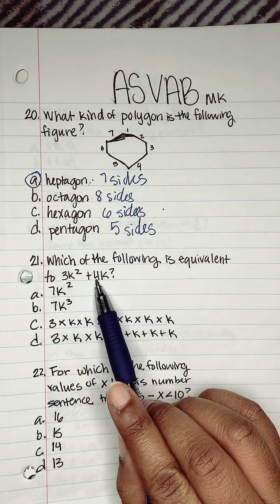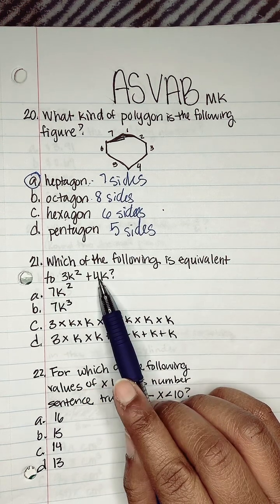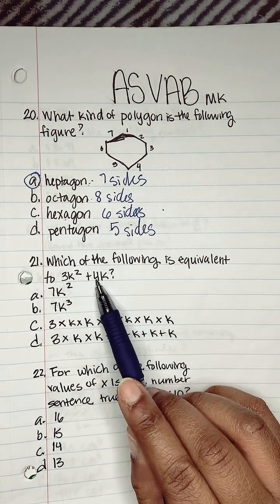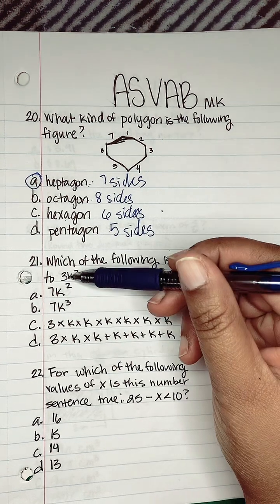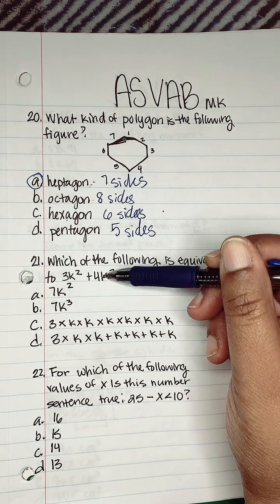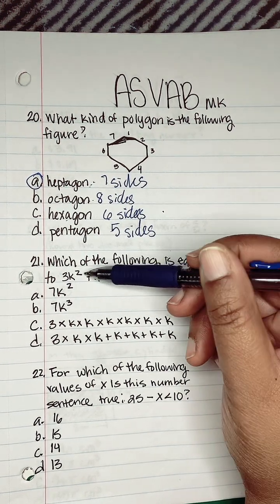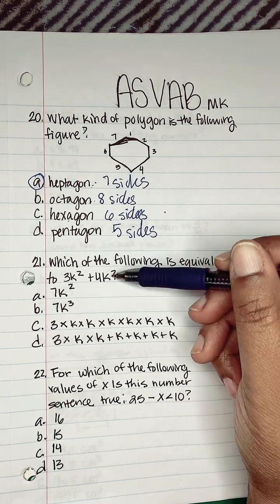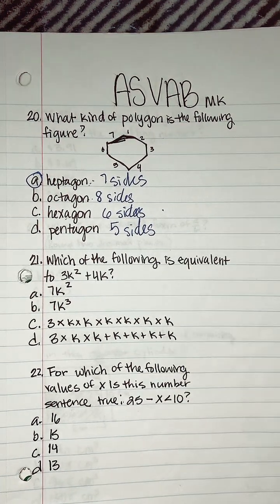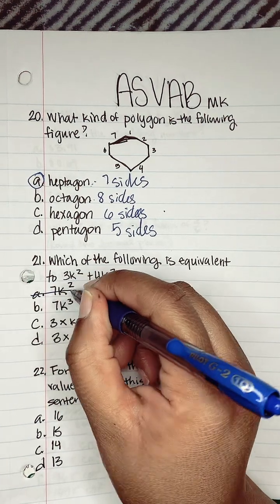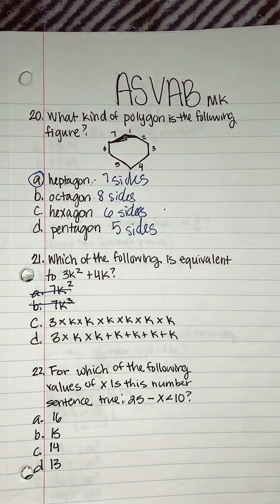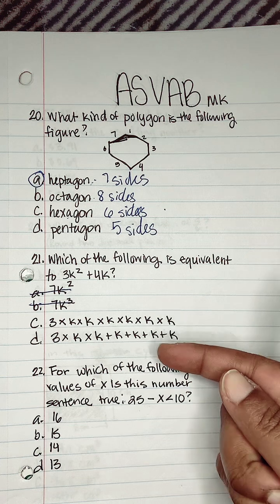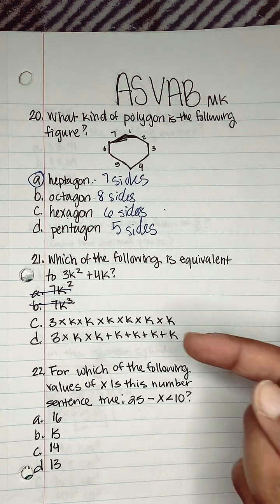Okay, so first off, these are not like terms. So we can't combine these because although they have the same variable, the same k, they don't have the same degree. So we can't combine them. Okay. So that means that A and B are out. Now we've got a 50-50 chance here.